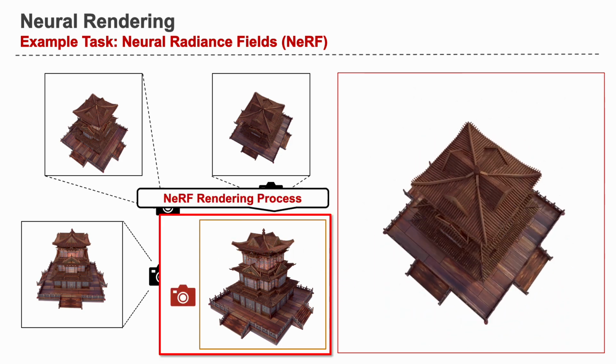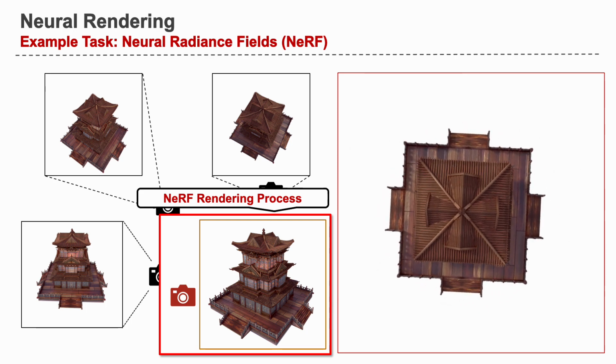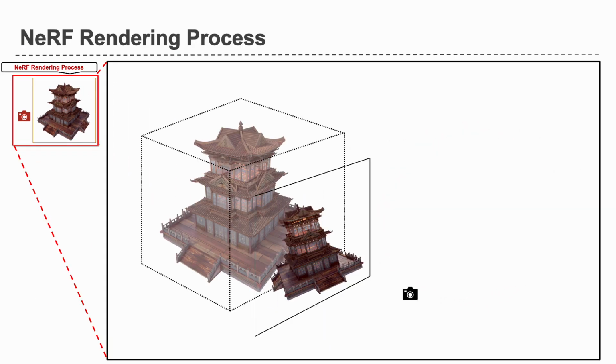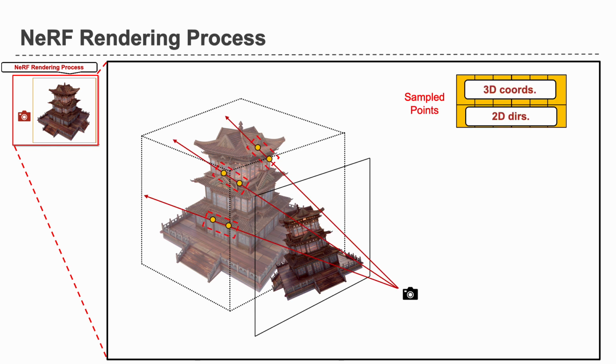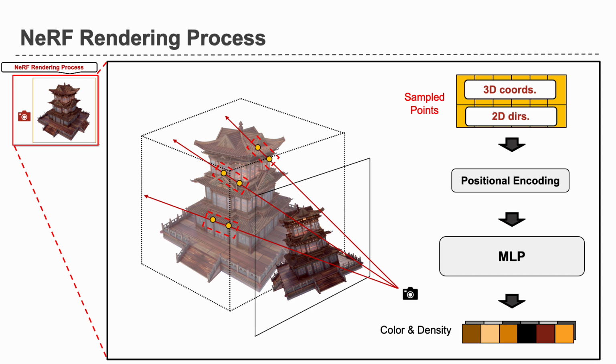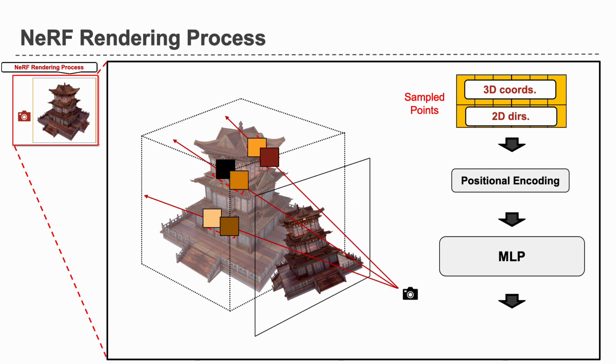Now, let me explain how NeRF rendering process works. To render an image from a novel viewpoint, we cast the rays to each pixel and sample the points along the rays. These sampled points are encoded to high-dimensional features, and they are fed into an MLP to obtain the color and density information. Finally, the colors of the sampled points are accumulated to produce the RGB value of each pixel.